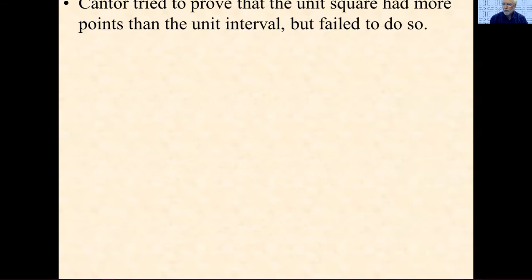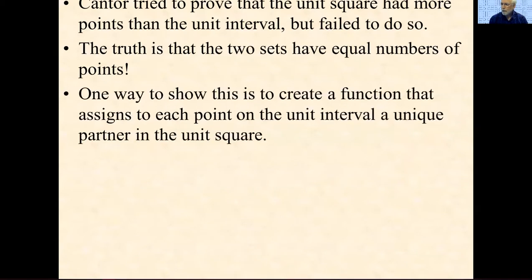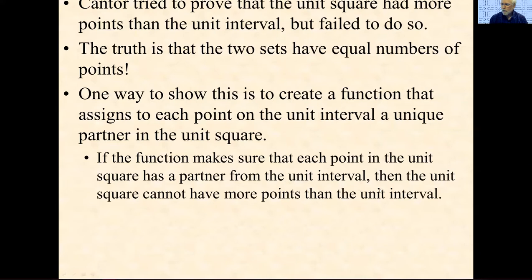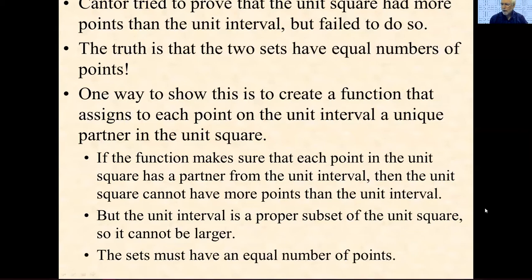Later mathematicians such as Peano and Hilbert and others were able to provide a proof that the unit interval and the unit square have to be the same size. One way to show that is to create a function that assigns to each point in the unit interval a unique partner in the unit square. If the function makes sure that each point in the unit square has a partner from the unit interval, then the unit square cannot have more points than the unit interval, because every point in the unit interval has a partner in the square, and no point in the square is left without a partner. But the unit interval is a proper subset, so it can't be larger than the unit square, and the conclusion is the sets must have equal numbers of points.